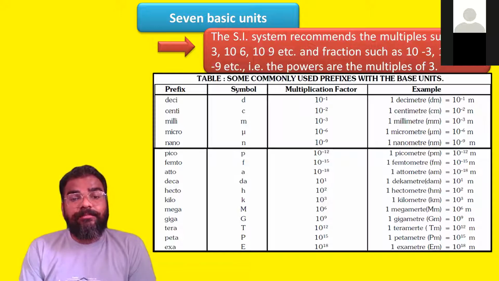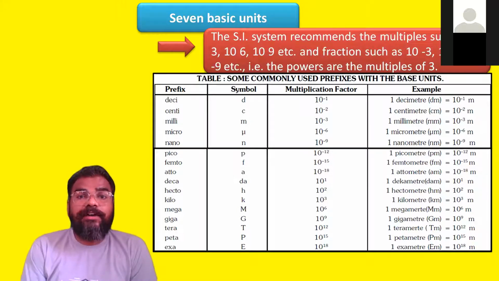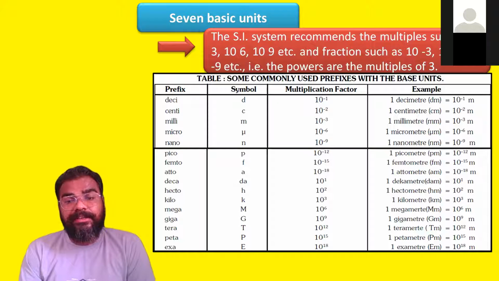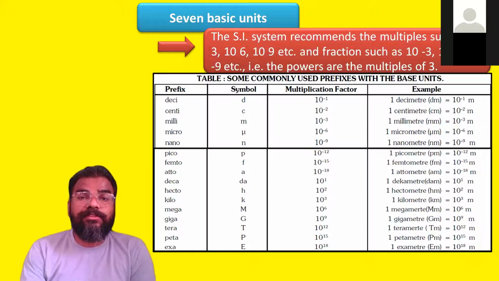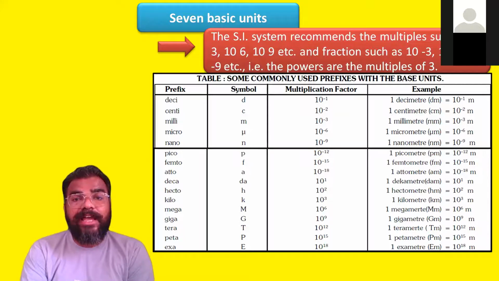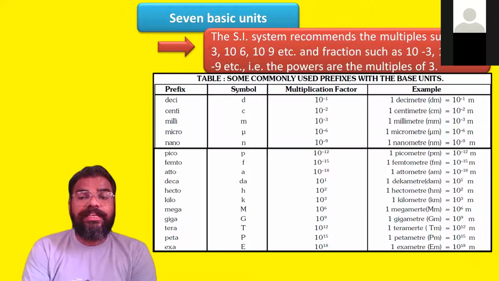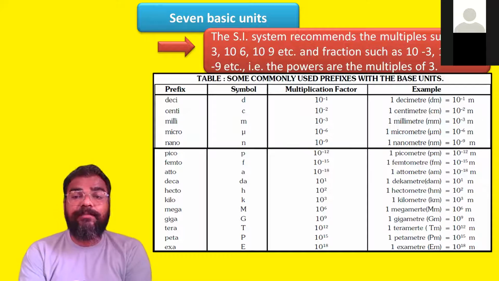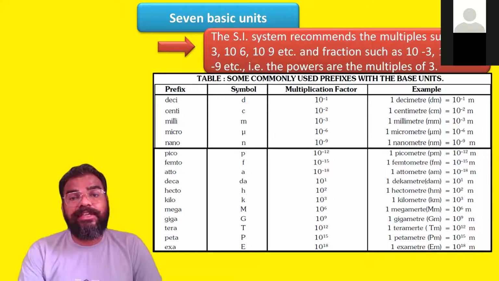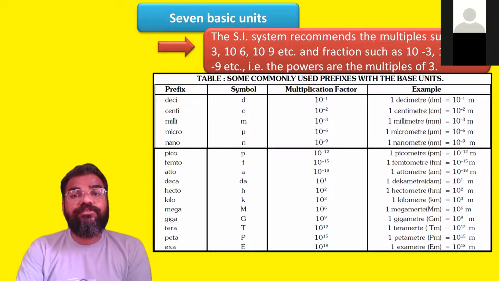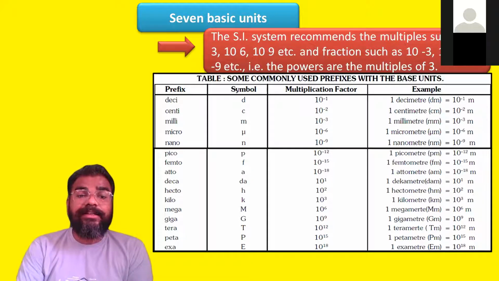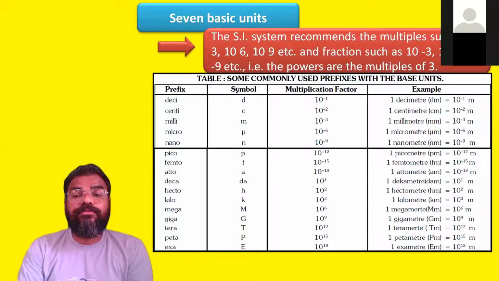Then mega, capital M, 10 raised to power 6. 1 megameter is equal to 10 raised to power 6 meter, positive. Then giga, capital G, 10 raised to 9. Gigabyte you will know. 1 gigameter, not gigabyte, gigameter. Gigabyte is a unit to measure memory for the computer. So 1 gigameter is equal to 10 raised to 9 meter. Then tera, capital T, 10 raised to power 12. 1 terameter is equal to 10 raised to 12 meter.